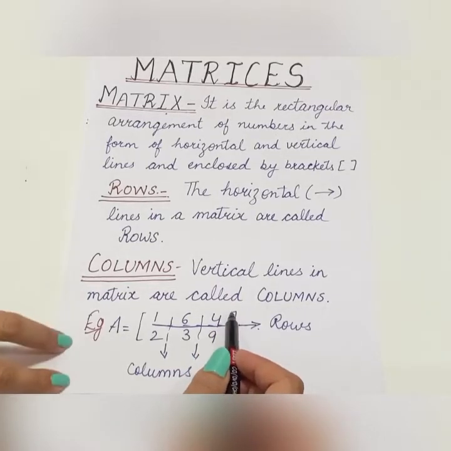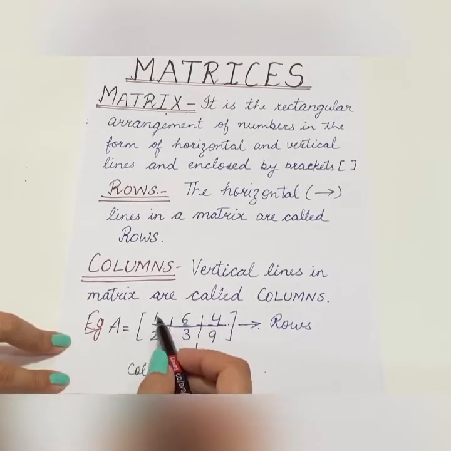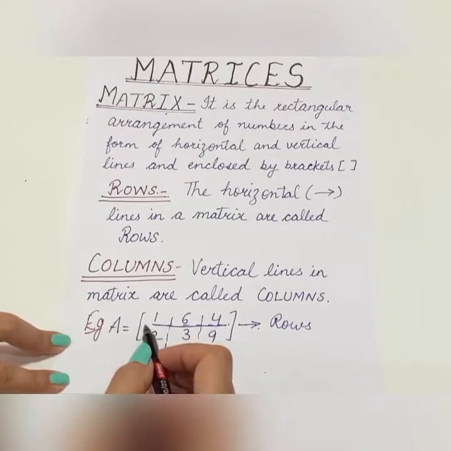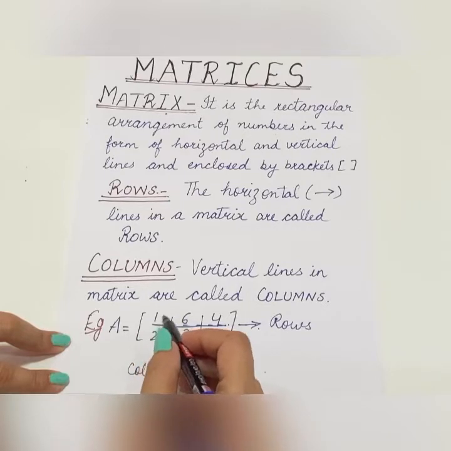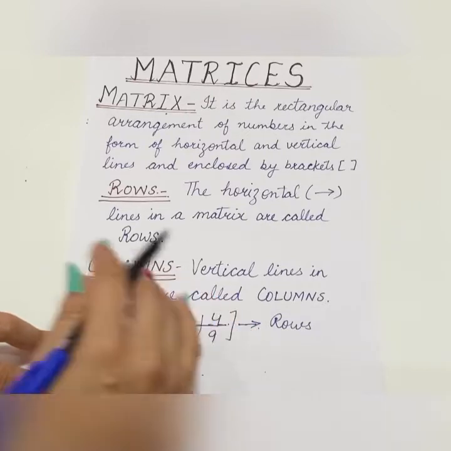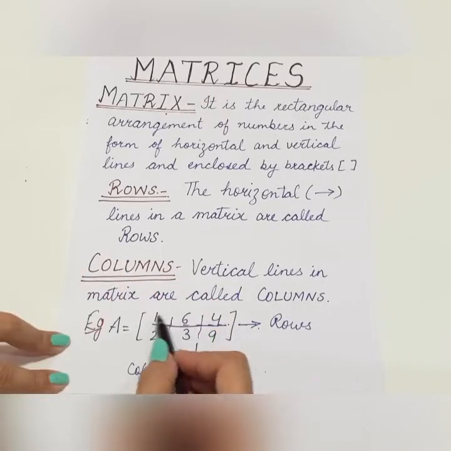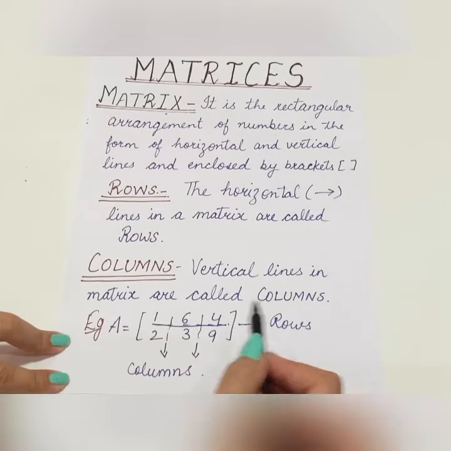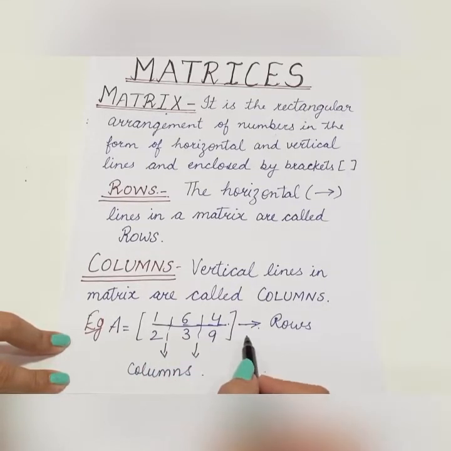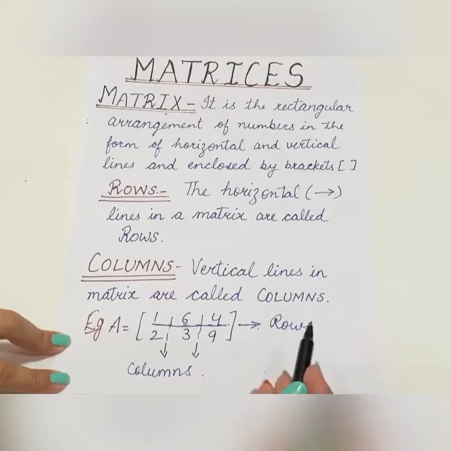I'll give you an example. Let A be the matrix 1, 6, 4, 2, 3, 9. You can see in this the elements have been arranged in a rectangular way. 1, 6, 4 is the first horizontal line. 2, 3, 9 is making the second horizontal line. And these horizontal lines are known as rows.